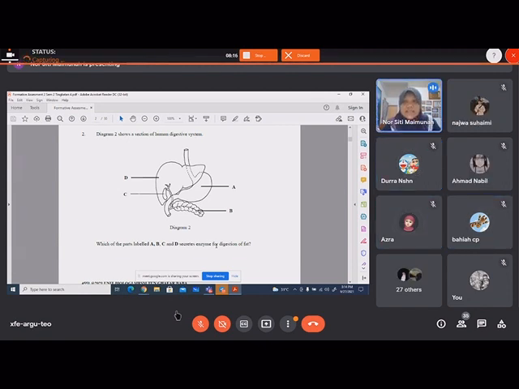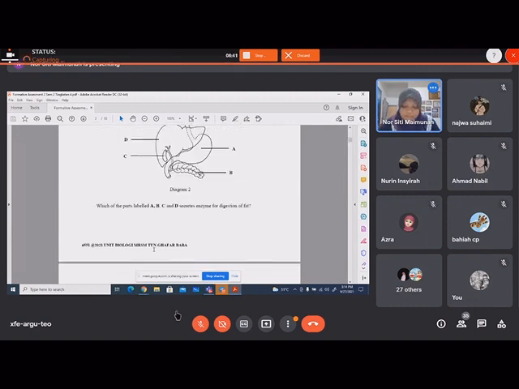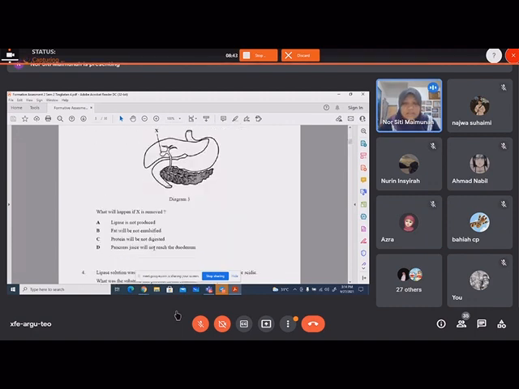Lipase. Okay, so pancreatic juice contains lipase. Lipase breaks down, hydrolyzes lipids into fatty acid and glycerol. What is organ C? Gallbladder. Function of the gallbladder? To store bile. Store bile, yes. So number 2 is B.